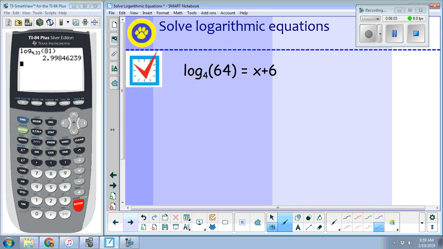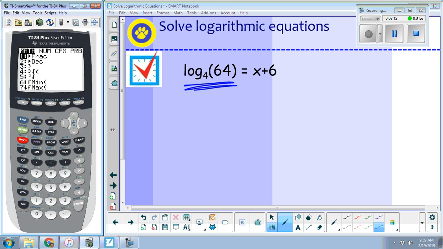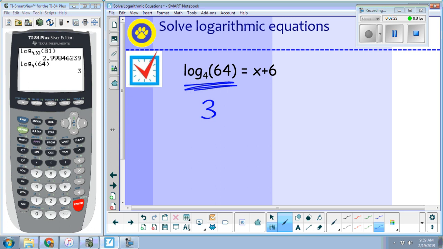Cool, I think we got one more here, and this is a log base that I can already type in, so I'm just going to go ahead and type it in. I don't need to change this to exponent form. Math menu, up to log base 4 of 64 is equal to a 3, so I just replace that with a 3. I don't change it to exponent form. I bring down the rest, and then we have some basic algebra, subtracting 6 from both sides, and x is equal to negative 3.